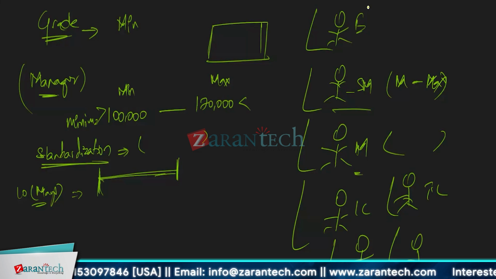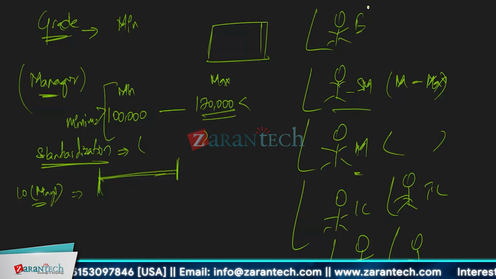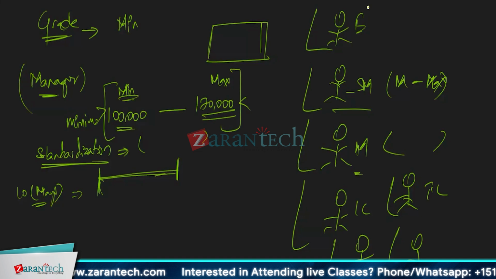You might be paying someone a lot more than the market, or a lot less than the market. If you're paying a lot less than the market, that will be a problem, because you might not get the right hires or good resources for that particular role. If you are paying more than the market, you are practically losing money. So you need a standard way of saying that, for this particular role, as per the market, this is the minimum salary and this is the maximum salary. You can be paying somewhere like maybe 120,000 or 150,000.